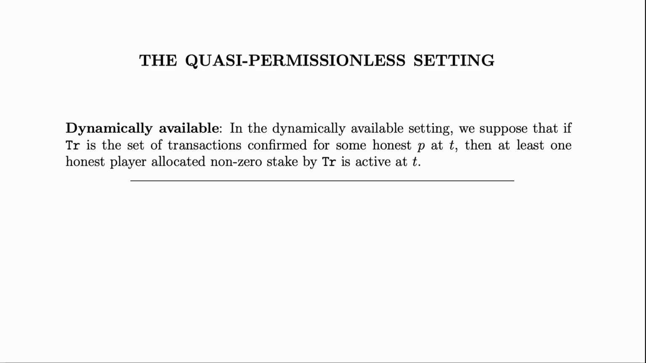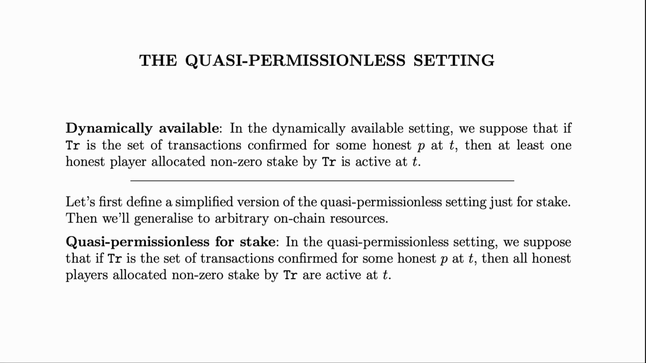We now want to move on to consider the quasi-permissionless setting. What we're going to do first of all, though, is to define the quasi-permissionless setting just for stake. Okay, because if it's just for stake, it's very simple. So here's the version just for stake, and then we'll generalize to arbitrary on-chain resources in a little bit. Okay, so let's state the version just for stake then.